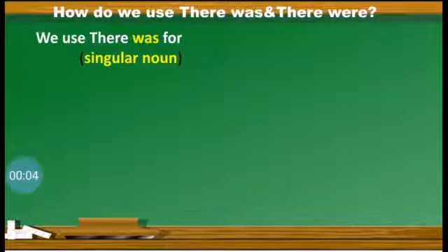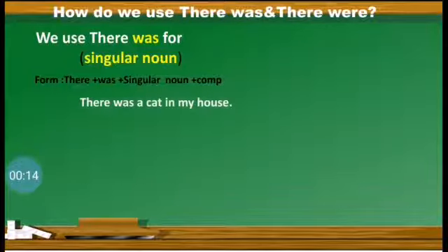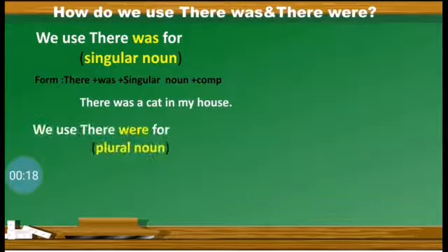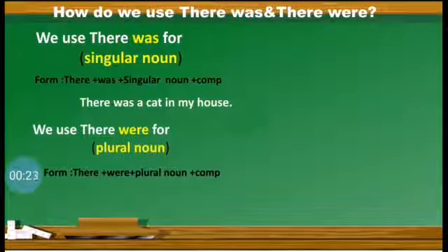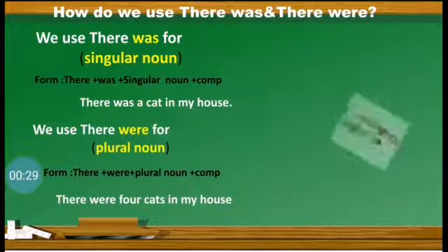So how do we use there was and there were? We use there was for singular noun. Look at the form. We start by there plus was plus singular noun plus complement. For example, there was a cat in my house. We use there were for plural noun. Look at the form. There plus were plus plural noun plus complement. For example, there were 4 cats in my house.